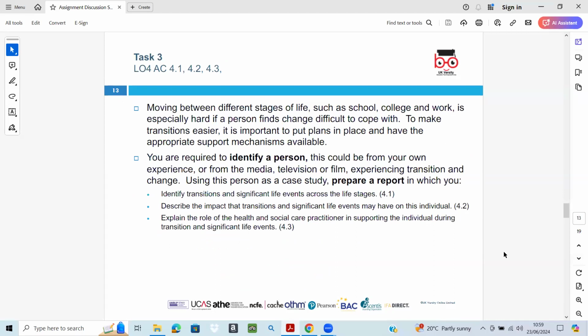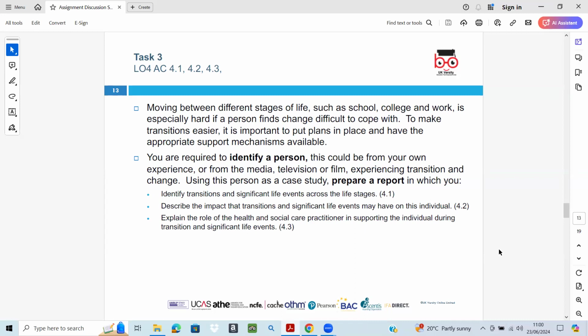Then next slide, we need to discuss task 3, which is a case study report on transitions and significant life events. One person to prepare a report. Okay. So in this task, you will create a report focusing on an individual experiencing transition and significant life events across various life stages.